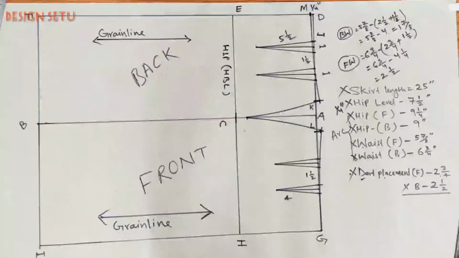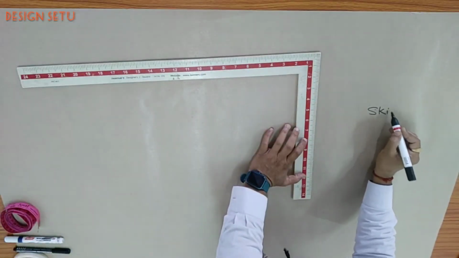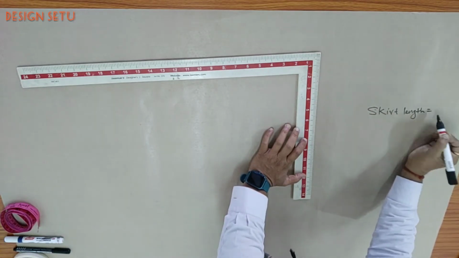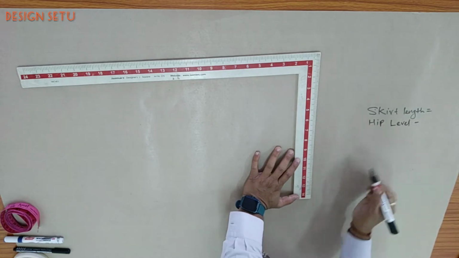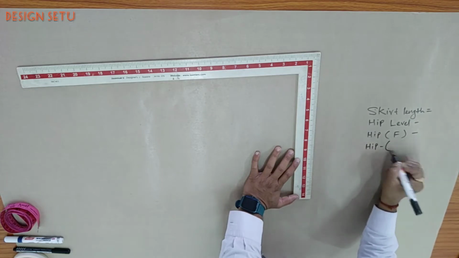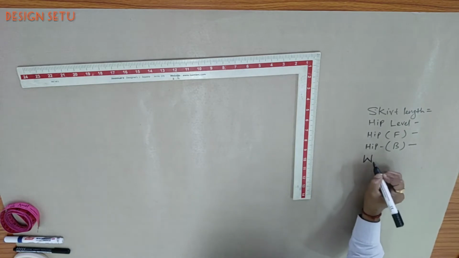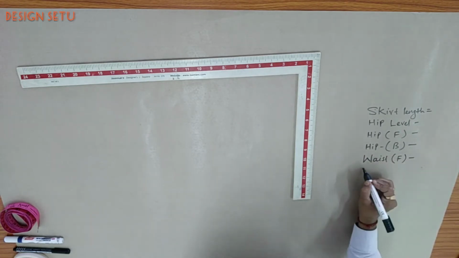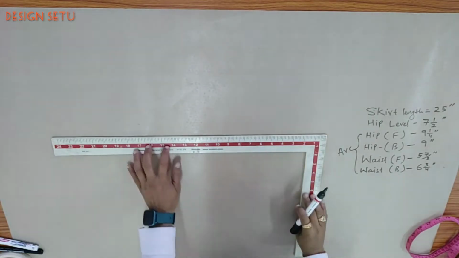Today we will learn how to draft a basic skirt pattern. Some measurements are required: skirt length, hip depth, which is also called hip level, hip arc front and hip arc back, waist arc front and waist arc back, and also dart placement for front and dart placement for back. You can also vary the length of the skirt according to your desire.